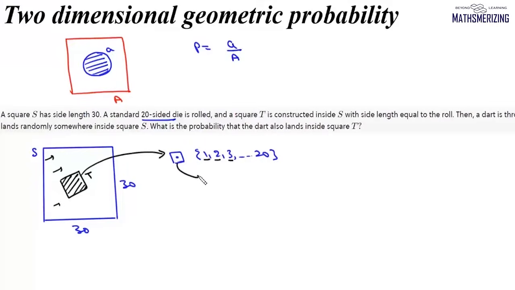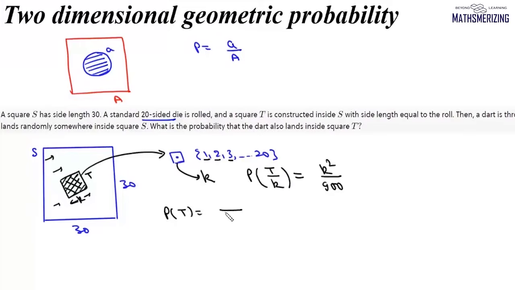Now, if the die results in K, then the probability that the dart also lands inside T is given by the favorable area, which is the area of the square, divided by the total area. The area of the square will be simply K squared, because in that case the length of the side is K. The total area is 30 squared, and that is 900.